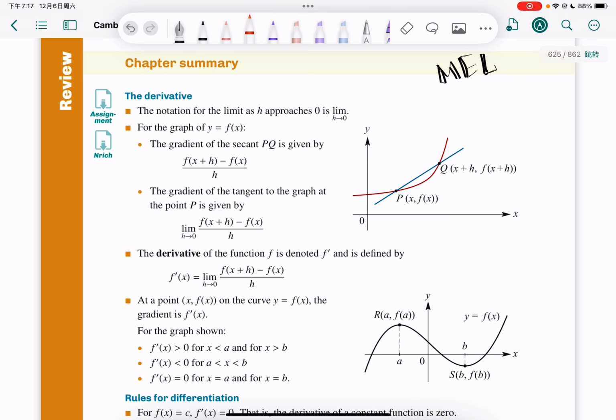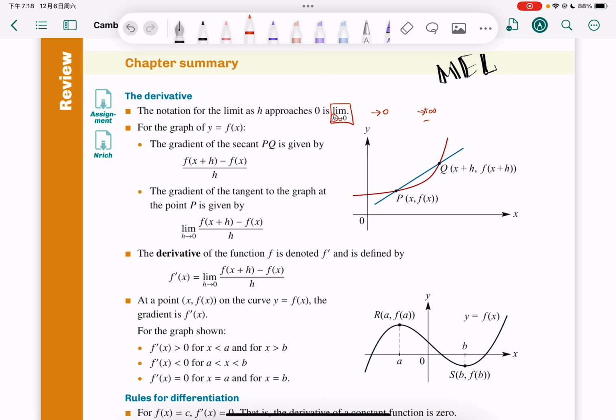First, the derivative. The notation for the limit as h approaches 0 is like this one. The arrow represents approaches, so the limit as h approaches 0 is represented like this. If it approaches infinity, then we write it like this: positive or negative infinity.